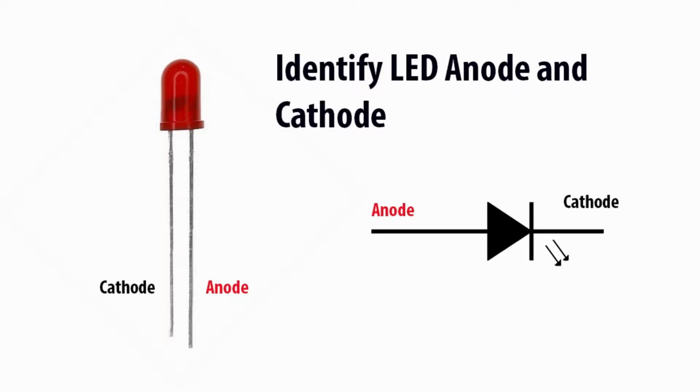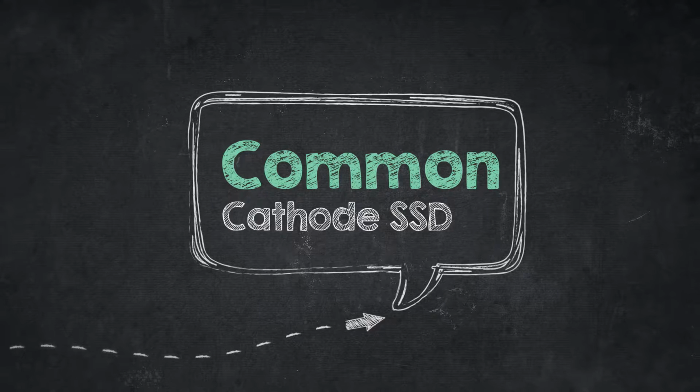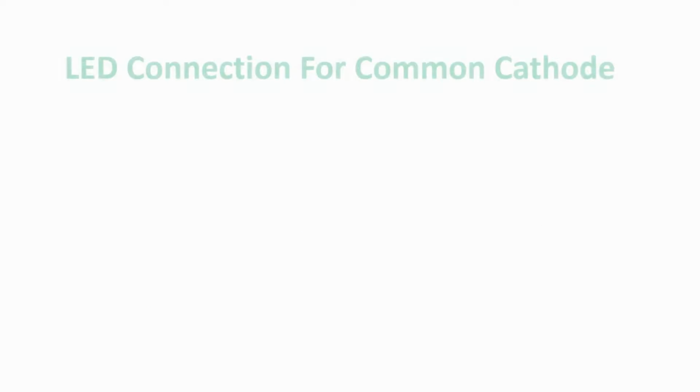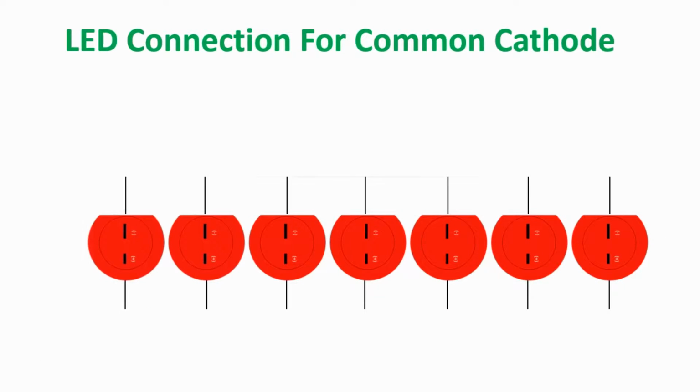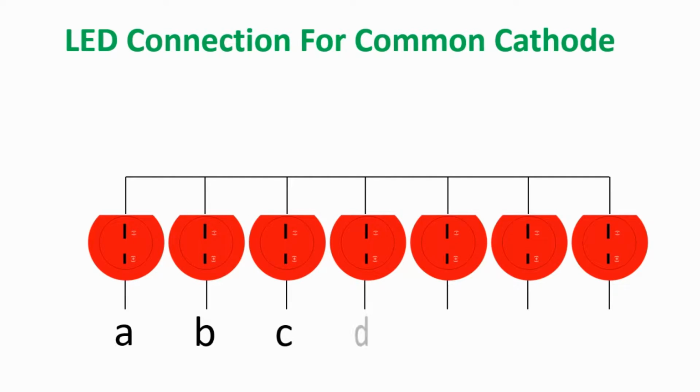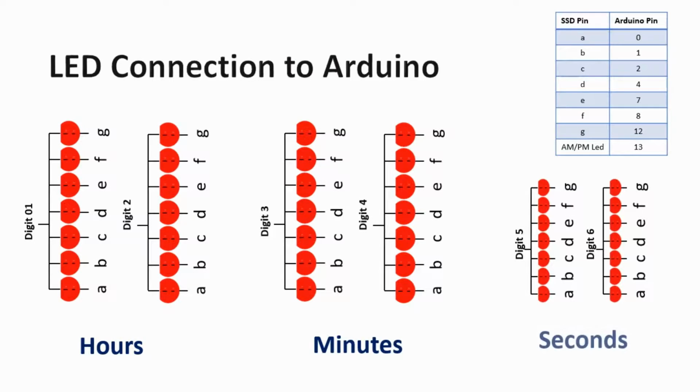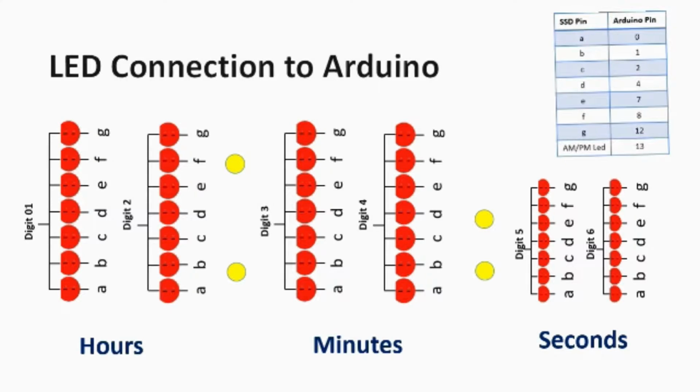You can use LEDs as common anode or common cathode. Common cathode mode means all the cathodes, which are all the negative pins of the LEDs in a digit, are connected as one pin. As there are 6 digits, there must be 6 cathode connectors separately. However, the A, B, C, D, E, F and G pins of the 6 digits should be connected together.